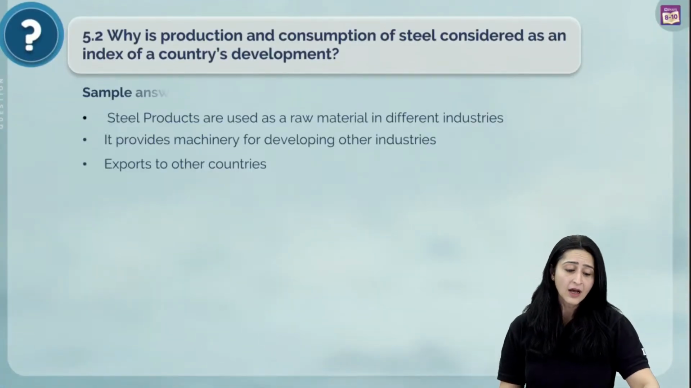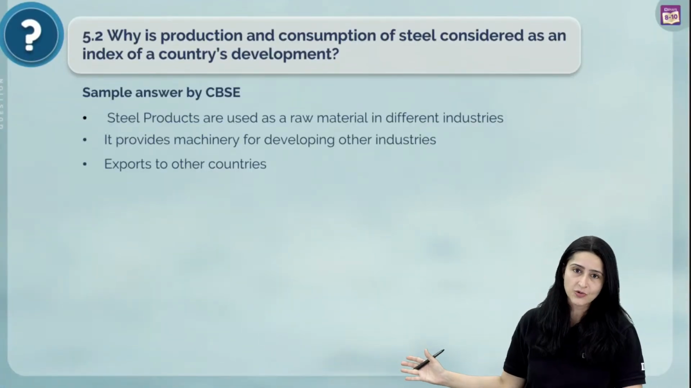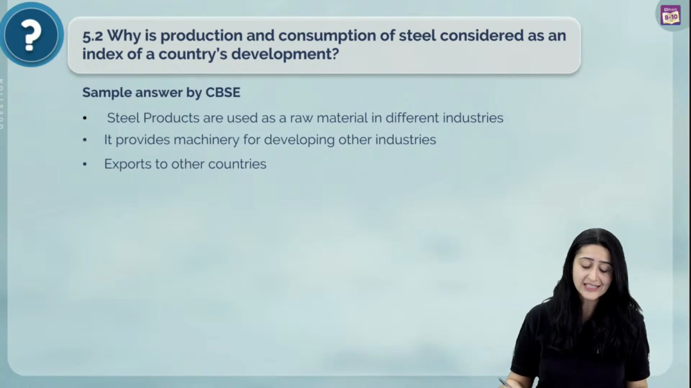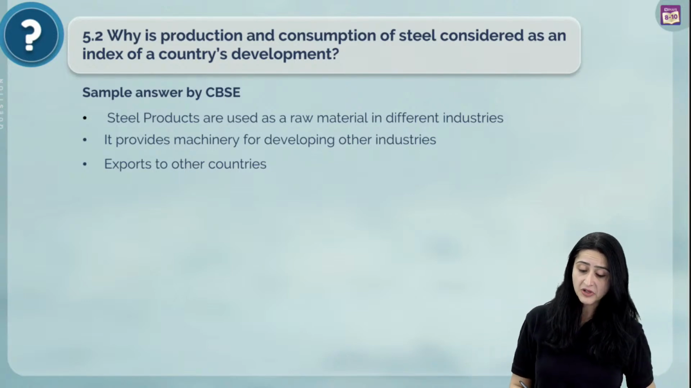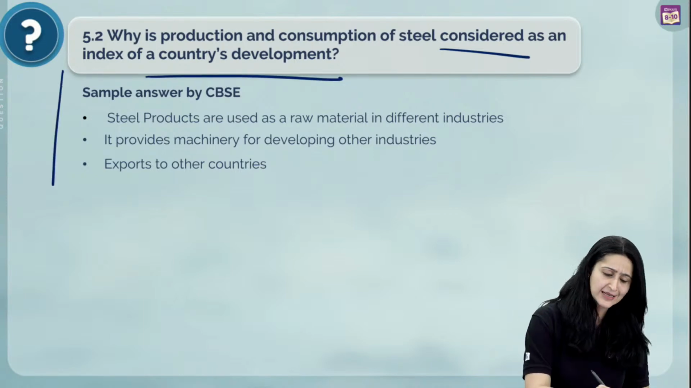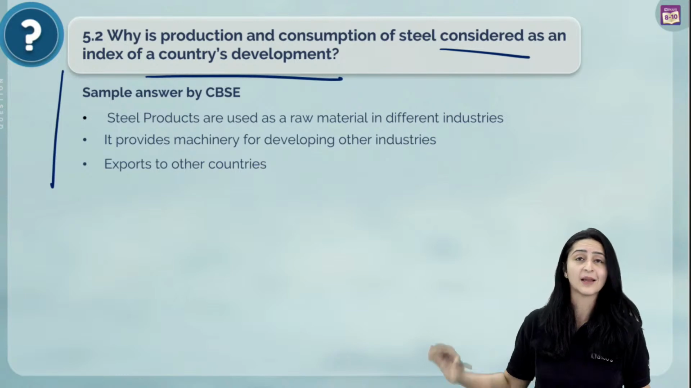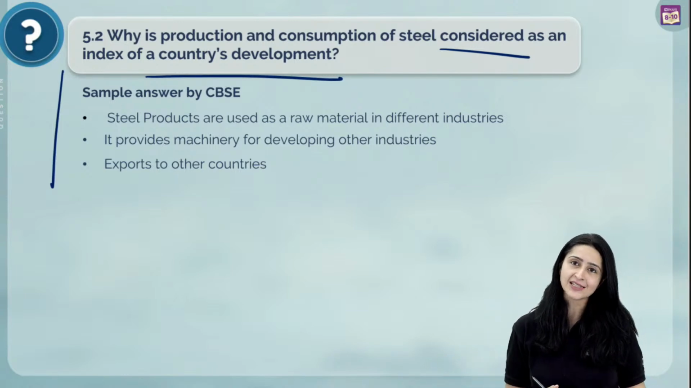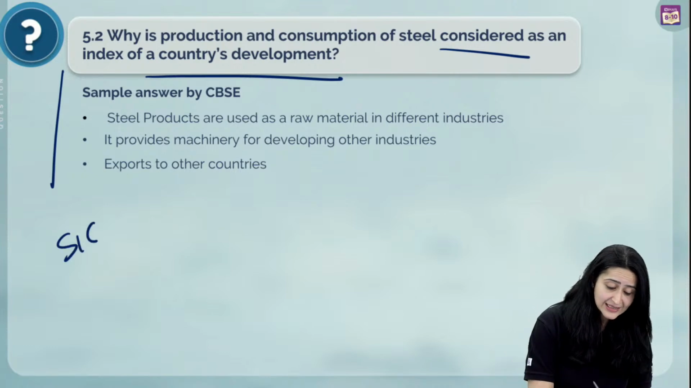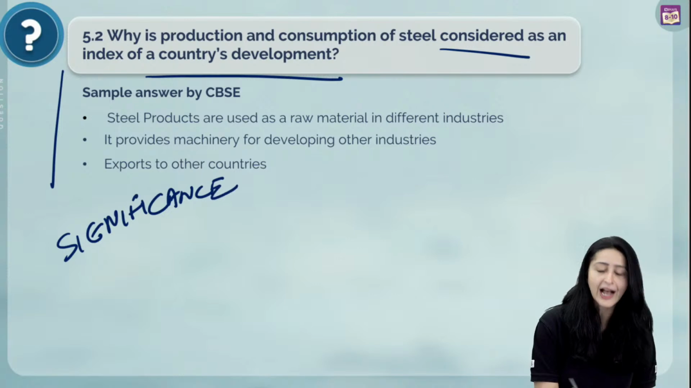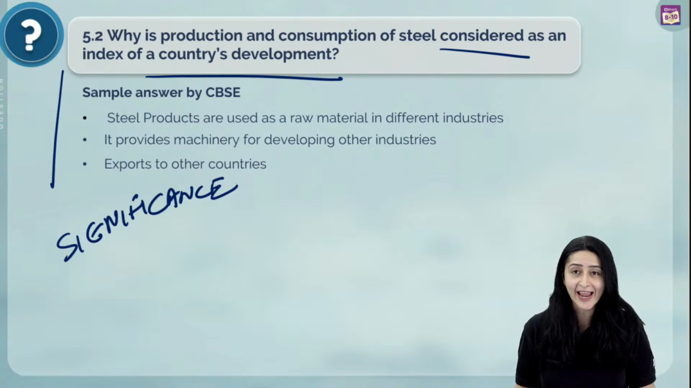We have question number 5.2 in the CBSE sample paper, which says, why is the production and consumption of steel considered as an index of a country's development? And the CBSE has given us some sample answers. I'm not going to read it again, okay? But what is this question asking us actually? They're actually asking us about the significance of the iron and steel industry, right?